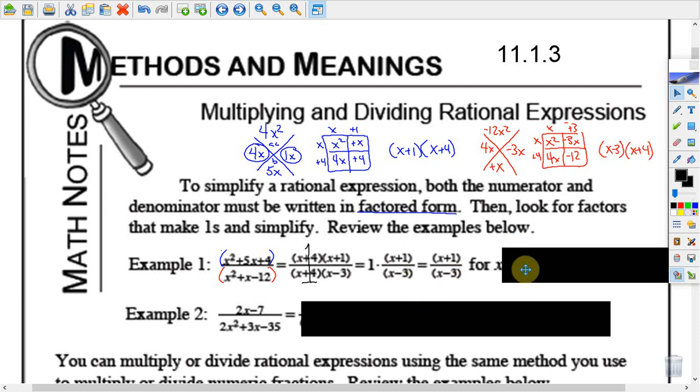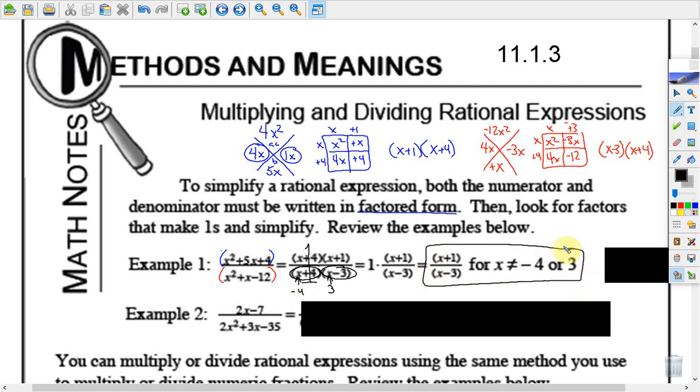And the last thing that we need to do is say what x cannot equal. To figure out what x cannot equal, we go back to our factors here, and we ask ourselves, what values of x would make those factors 0? This is zero product property. And it turns out that if x was equal to 3 or negative 4, we would have a 0 in our denominator, and we know that's not allowed, so we have to include in our answer that x cannot equal negative 4 or 3.